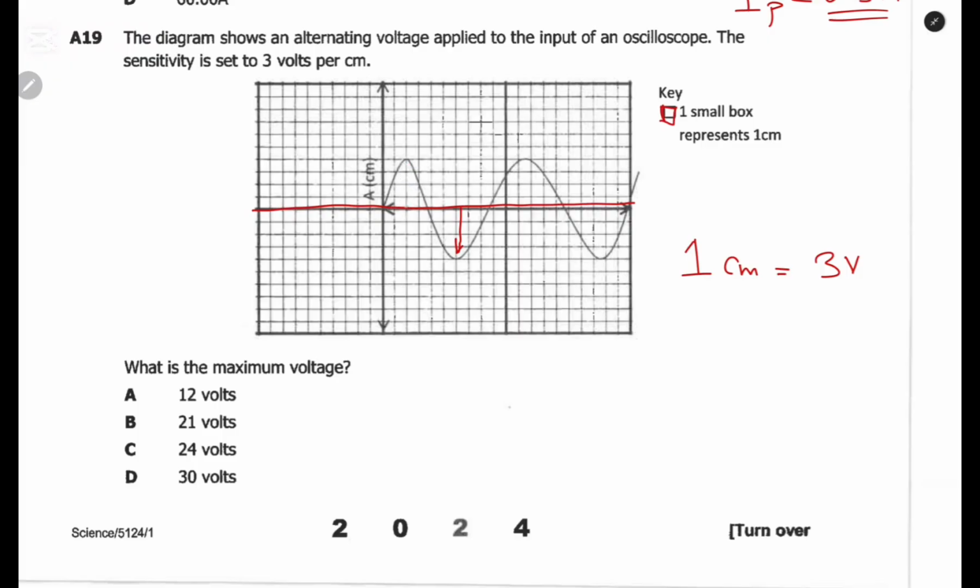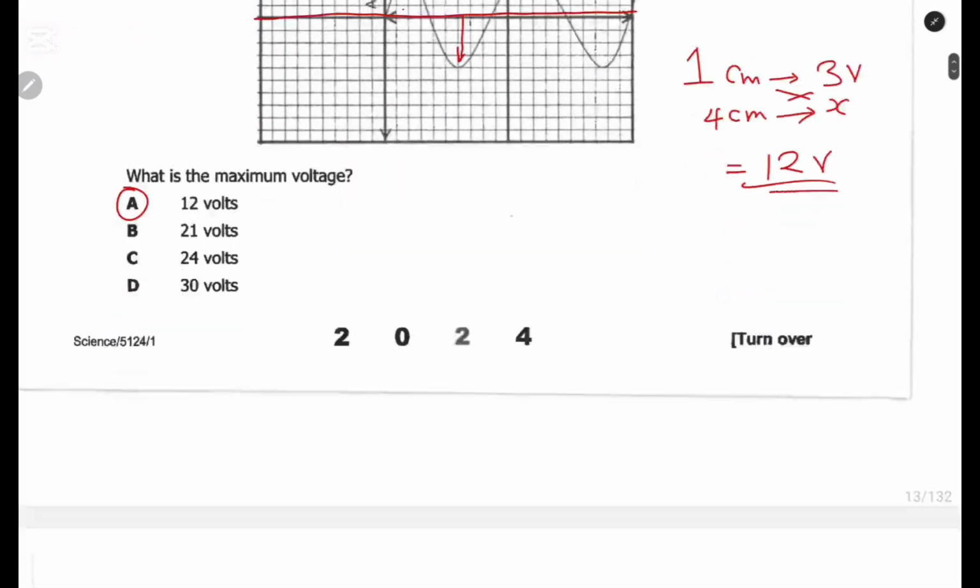Now how many boxes are there from this line up to the top? 1, 2, 3, 4. So there are 4 boxes to reach this point. Which means, what would be the voltage for 4 centimeters? We put X. So 1 centimeter is equal to 3 volts. What about 4 centimeters? We cross multiply. So 3 multiplied by X is equal to 3 multiplied by 4. You're going to have 12 volts. So the maximum voltage is 12 volts. That is how you work out this one.